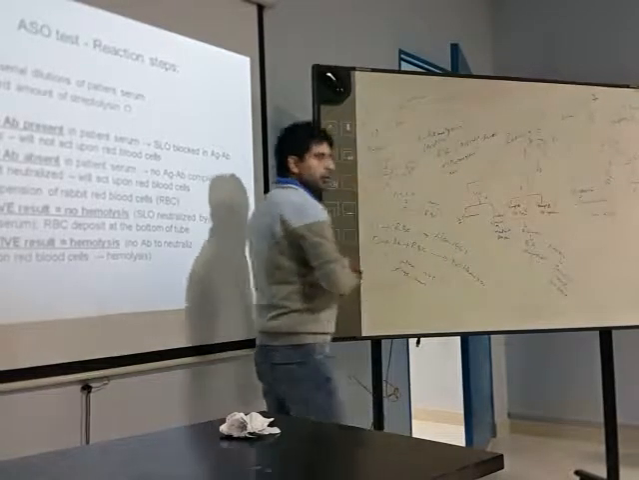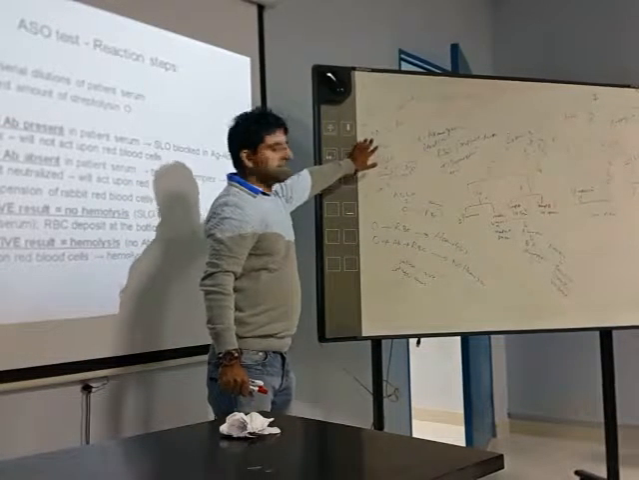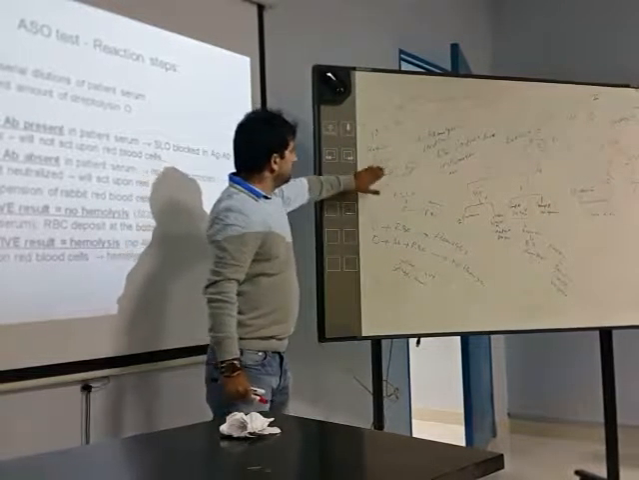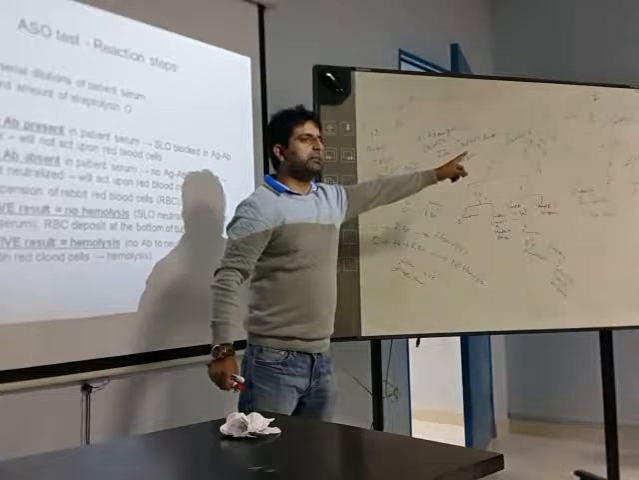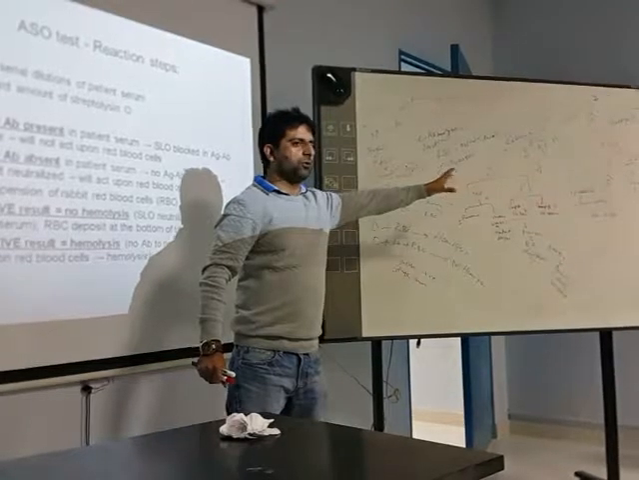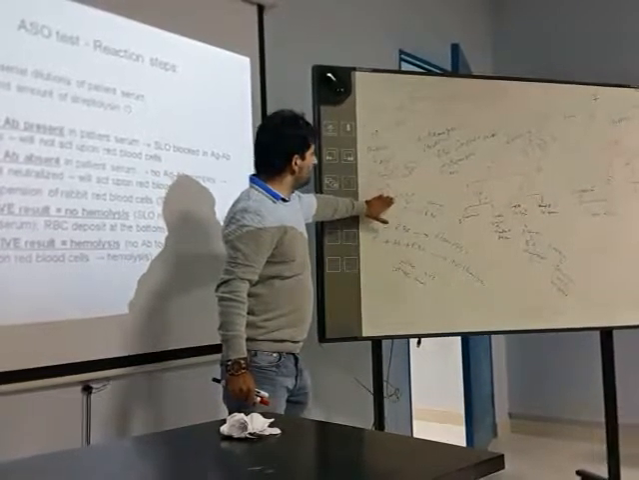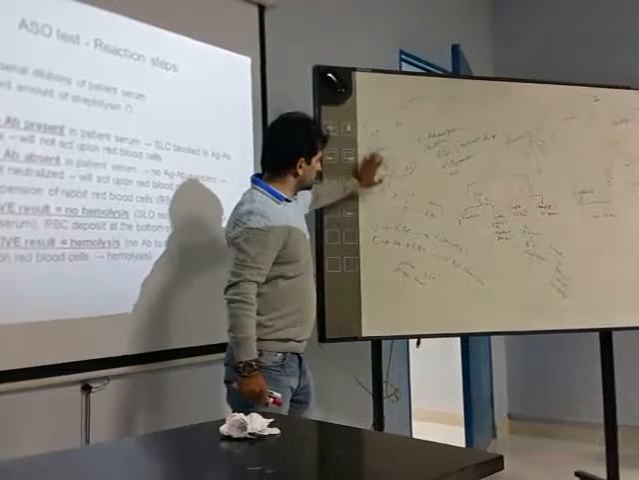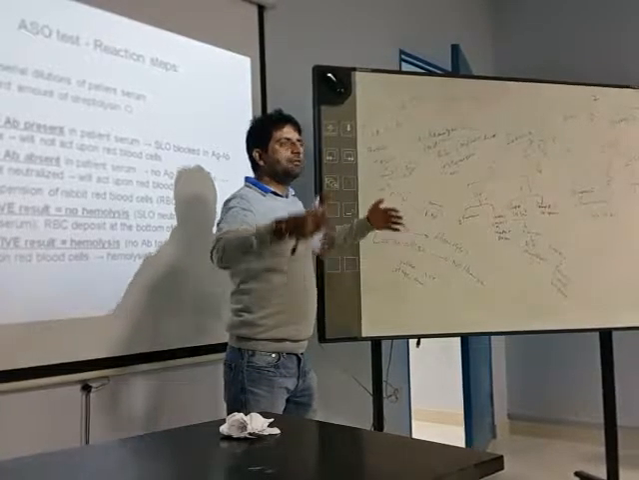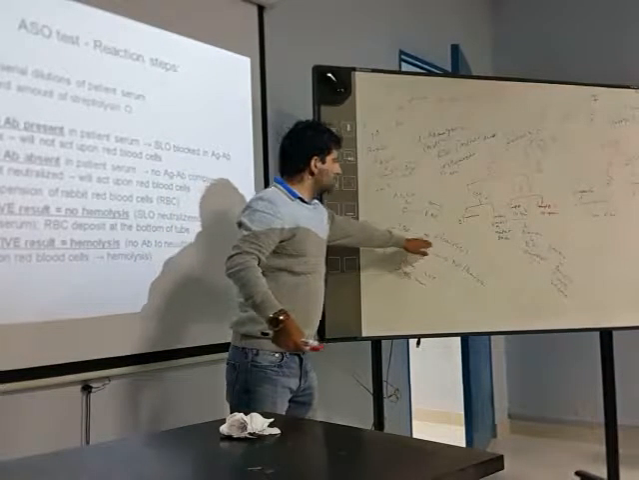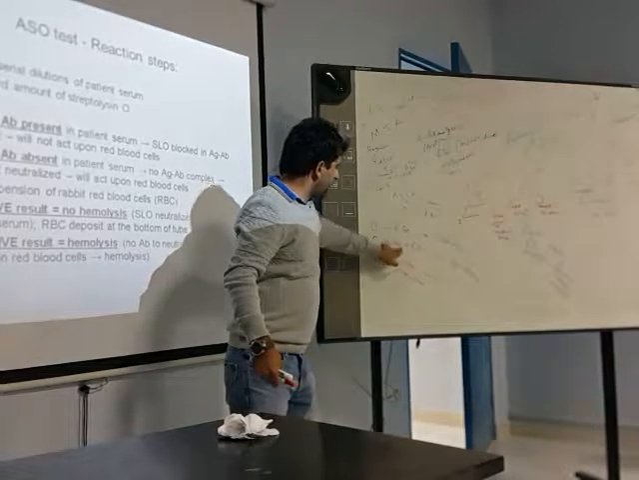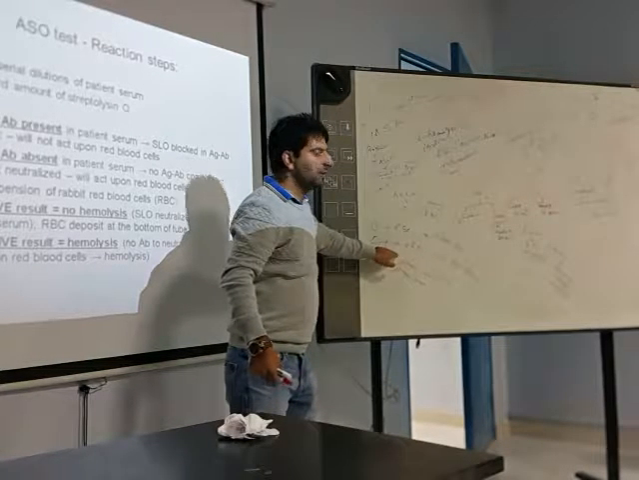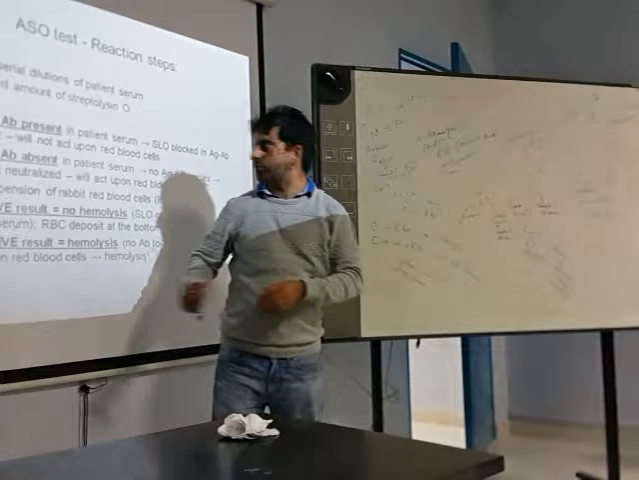If Streptococcus pyogenes is inside the body, it produces two types of toxin: oxygen stable and oxygen labile. O is the oxygen labile. When this toxin is released, it can react with the RBC and cause hemolysis. If antibody is present, there will be no hemolysis. You see here?